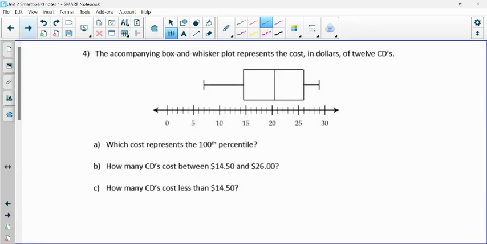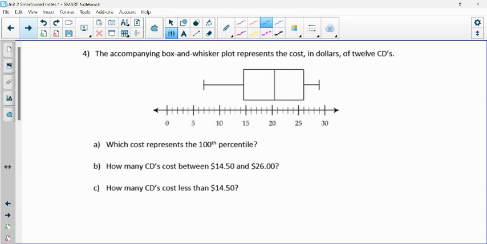All right, I've got to update this problem a little bit, but on the next page it says the accompanying box and whisker plot represents the cost in dollars of 12 CDs. You guys even know what CDs are? Yes. All right, so anyway, maybe update that problem a little bit. Anyway, so within this data set there's 12 CDs, and this represents the cost of each one along here, okay?